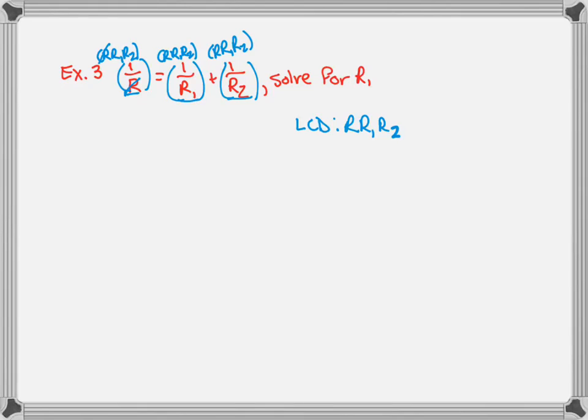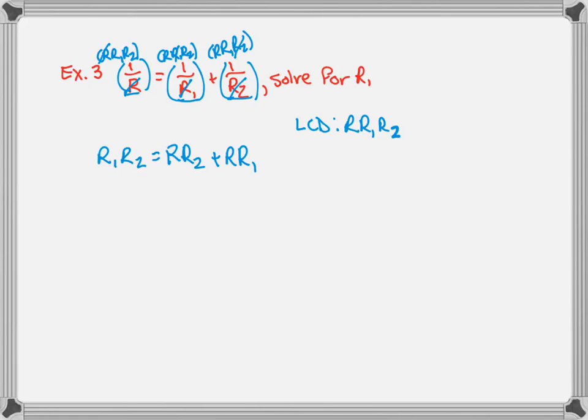Okay, so the r's cancel in the first term, and we're left with r sub 1 times r sub 2 times 1, which is r sub 1 times r sub 2. In our second term, the first one on the right-hand side, the r sub 1's cancel, and we're left with r times r sub 2. And on our last term, our r sub 2's cancel, and we're left with r times r sub 1.